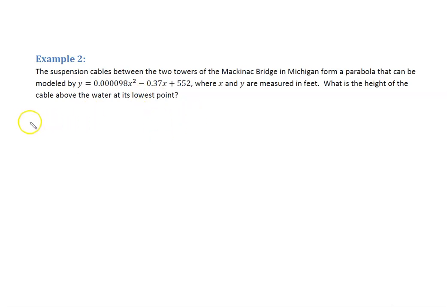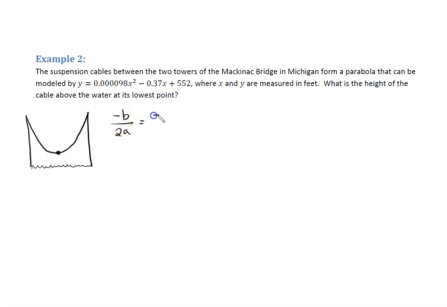We need to get a visual of this. What they're saying is you have two towers, and then there is a suspension bridge. The cable suspends, and that's part of what supports the bridge. They're asking, what is the height of the cable above the water at its lowest point? So your water is down here, and its lowest point would be its minimum right here. And we know when we're looking for a minimum, that means find the vertex. How we find the vertex in standard form is we use -b over 2a.